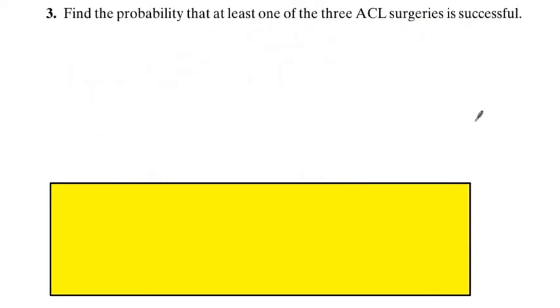Alright, last problem. Find the probability that at least one is successful. This one's kind of tricky. For this one you have to use the complement, because it would be a lot easier. So here's what I want you to think of. Remember, complement means opposite. The complement of raining means not raining. The complement of Cubs winning the World Series is Cubs not winning the World Series. What is the complement of at least one?